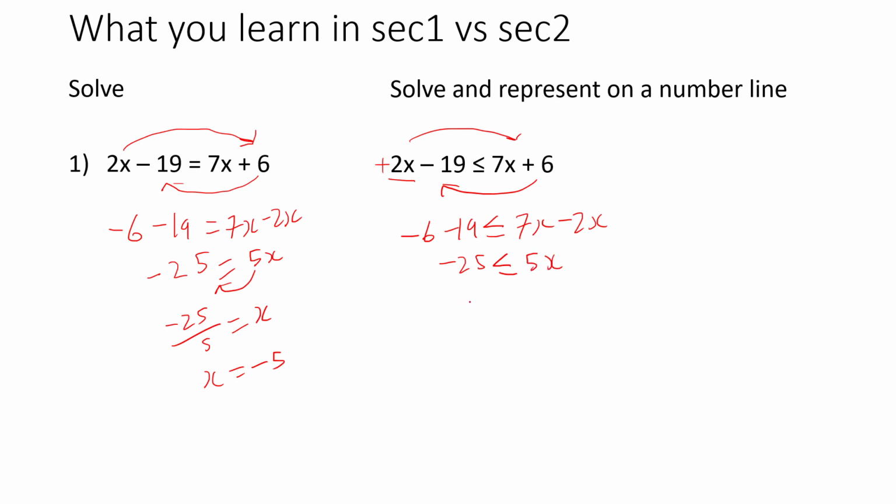So we will move the 5 over, and I will have negative 25 divided by 5 is smaller or equals to x. And I will get negative 5 is smaller or equals to x. And if I want to represent this on a number line, I'll just draw a number line, negative 5. And because x is smaller, I will just write a circle here.